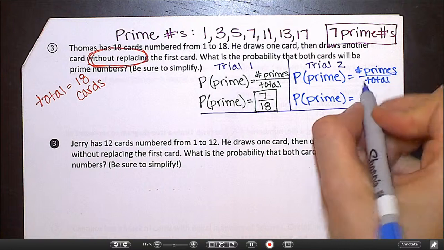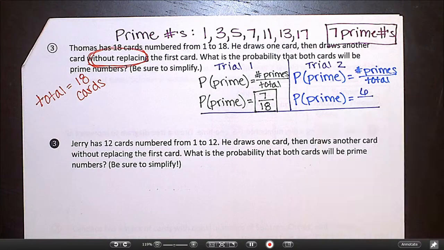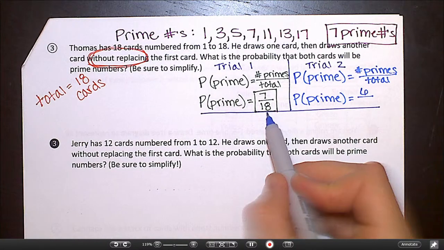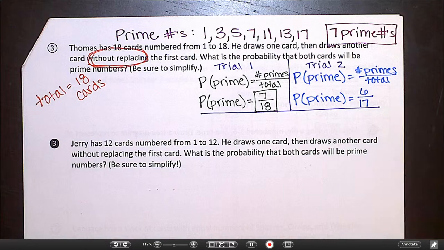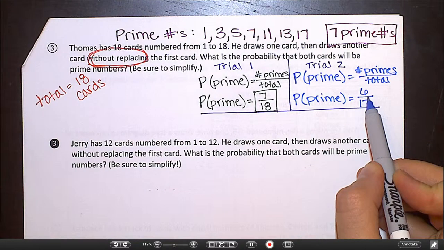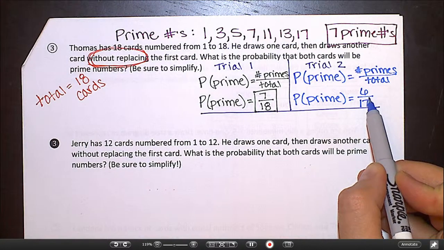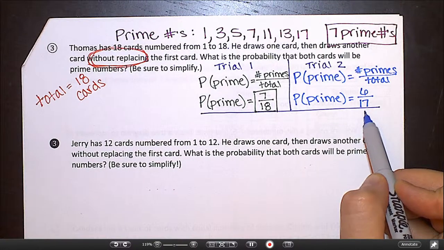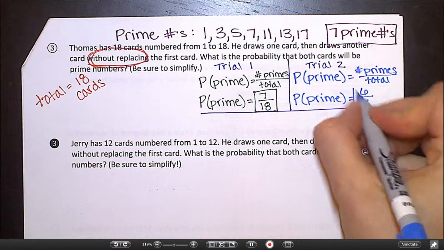So now instead of 7, I have 6. So I lost a prime card, now it's down to 6. And now instead of 18 cards, I have a total of 17. 6 can be simplified by, I can divide that by 6, or by 2, or by 3. But 17 is prime, so I can't divide it by anything. So this is simplified.